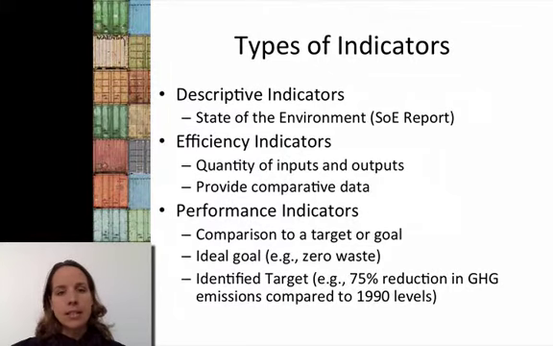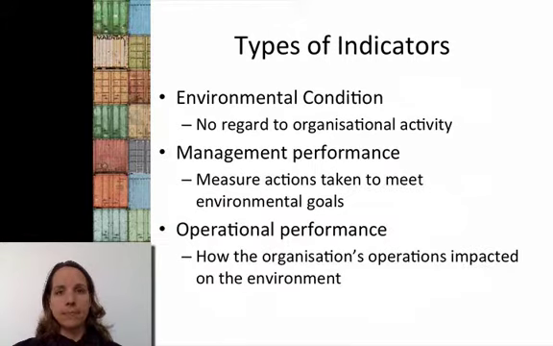And then performance indicators, a comparison to a target or goal. An ideal goal may be to have zero waste in the organisation, and how is the organisation matching up against that? Interface Carpets is a good example of an organisation that set that zero waste goal. The good guys in Capalaba have a similar zero waste goal and measure against that. The next type of performance indicator is an identified target. We see this in greenhouse gas emissions, so a 75% reduction in greenhouse gas emissions compared to 1990 levels. We've got a target there and we can see whether or not the organisation is meeting that.